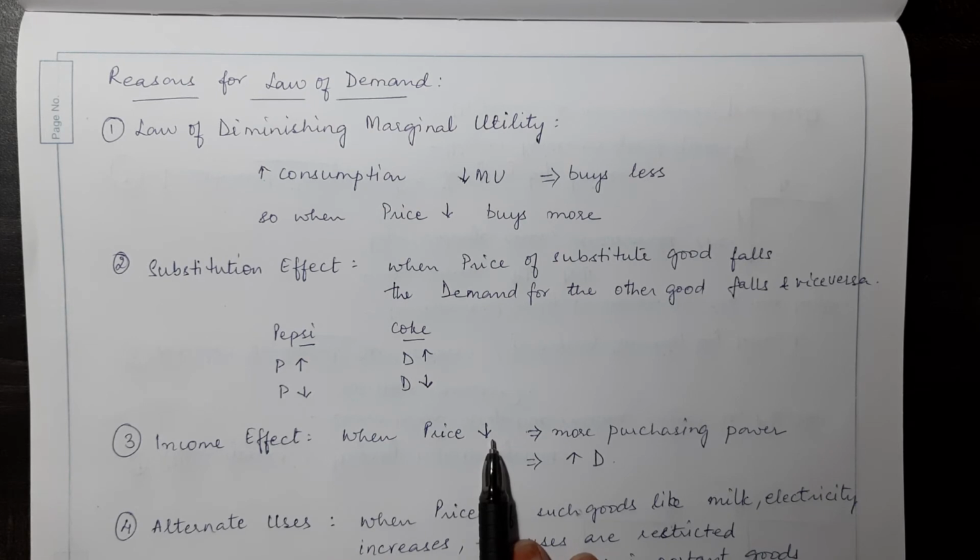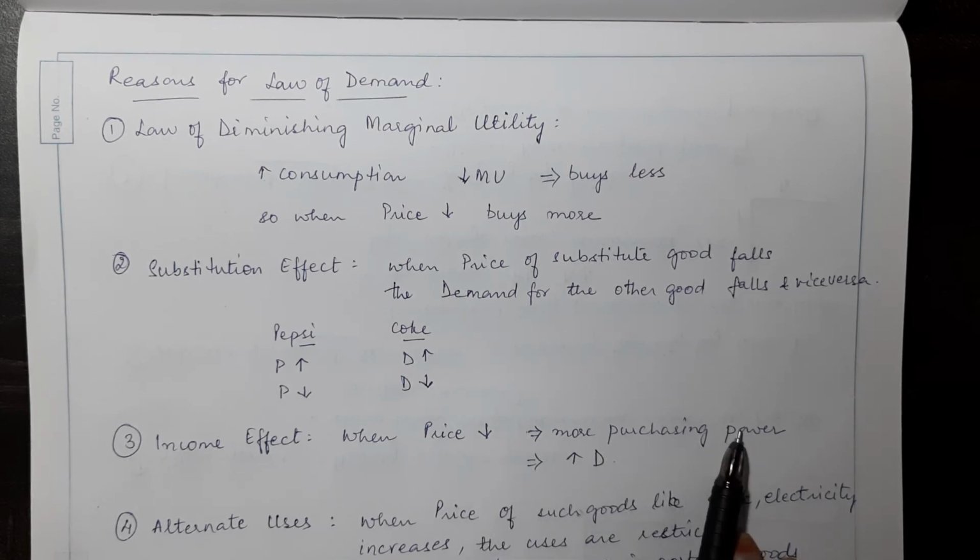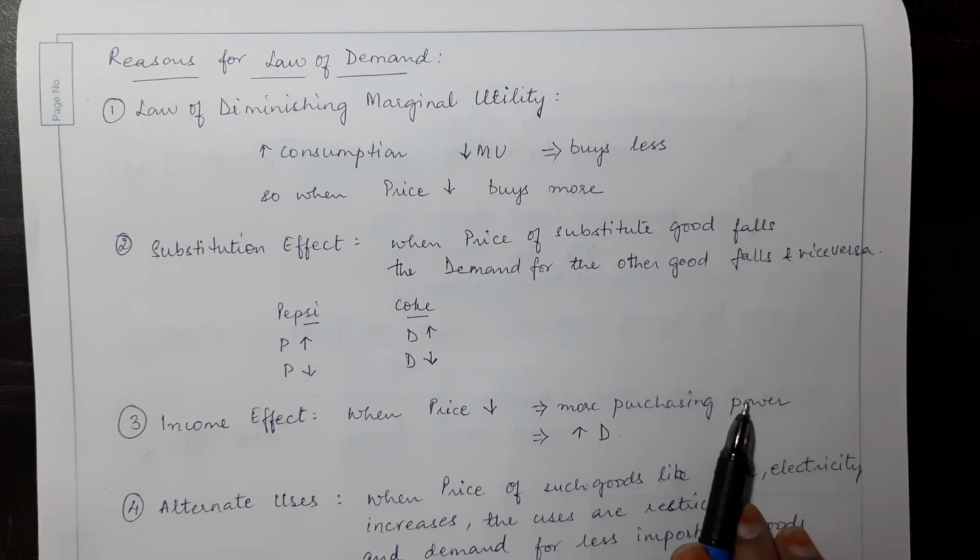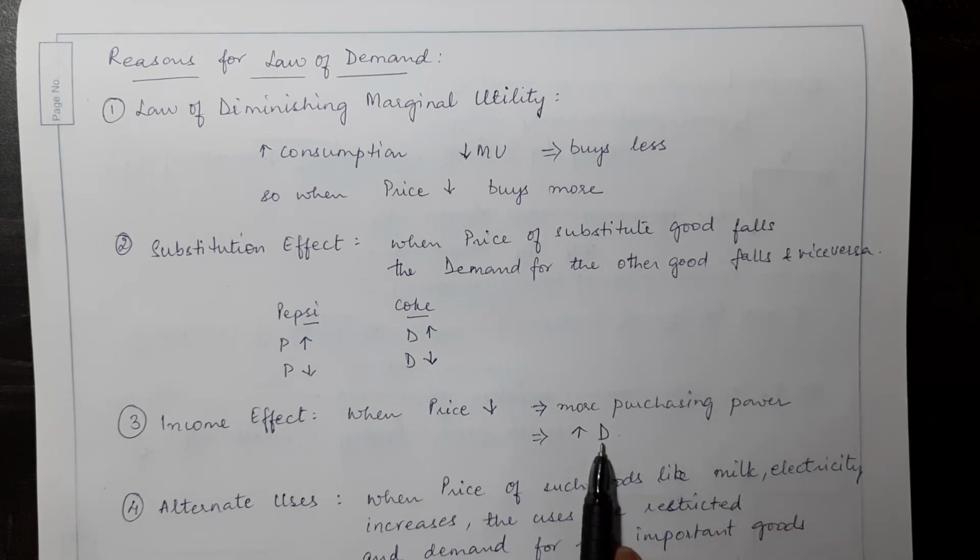The third one is the income effect. When the prices of the goods fall, the consumer will have more purchasing power. So he will have more money in his hand, and so the demand increases.